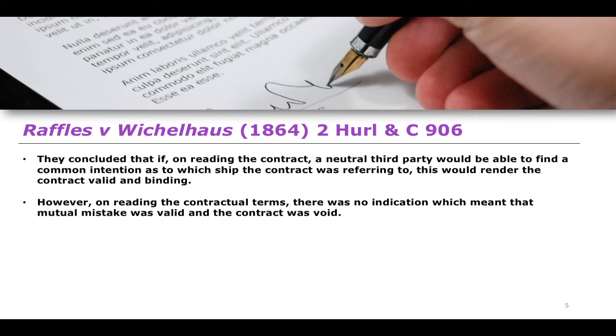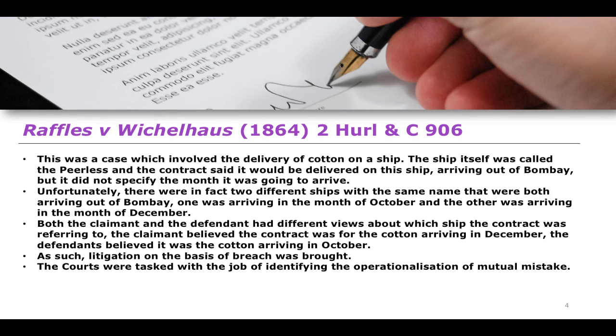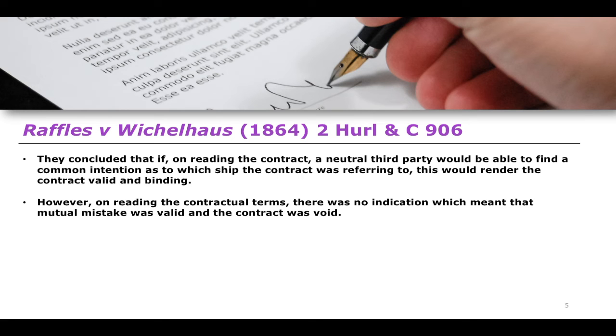But because the contract doesn't specify the month that the ship was going to arrive, the only distinguishing feature is not part of the contract. So there is no distinguishing feature in the contract. There is no indication as to which ship the contract was referring to, and so there was therefore a mutual mistake, and the doctrine of mutual mistake was therefore valid, and the contract was therefore void.